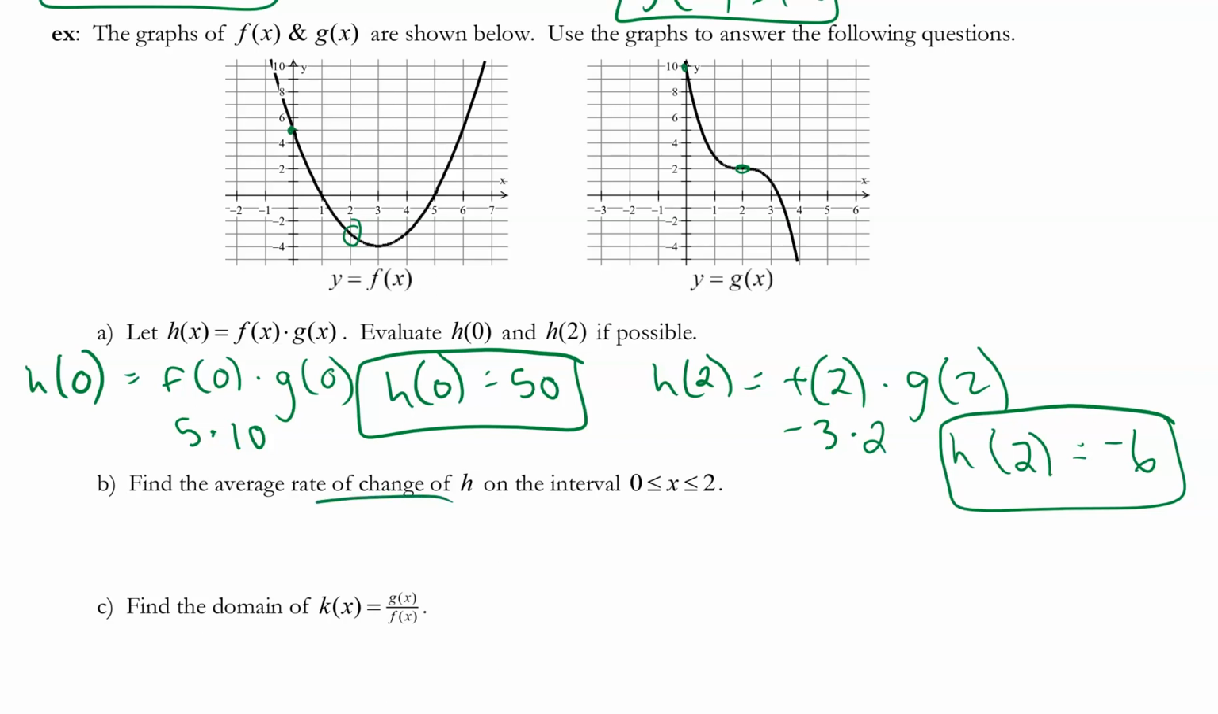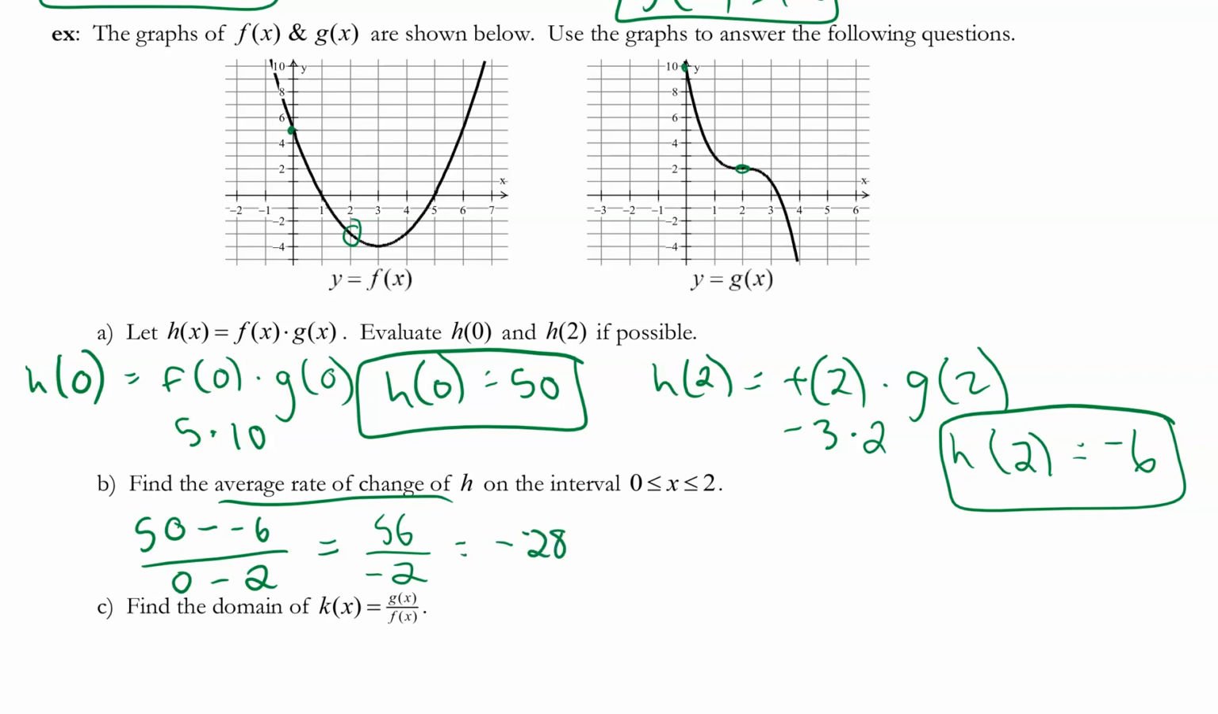Find the average rate of change of h on the interval 0 is less than or equal to x is less than or equal to 2. Okay, well, I have both my x's and y's for those values. So I would have 50 minus negative 6 over, if I use 0 first, 0 minus 2. That would be 56 over negative 2. 56 over negative 2 is going to give me negative 28.